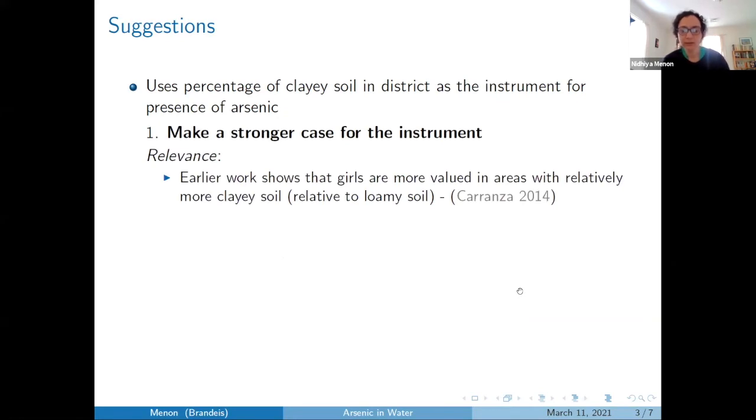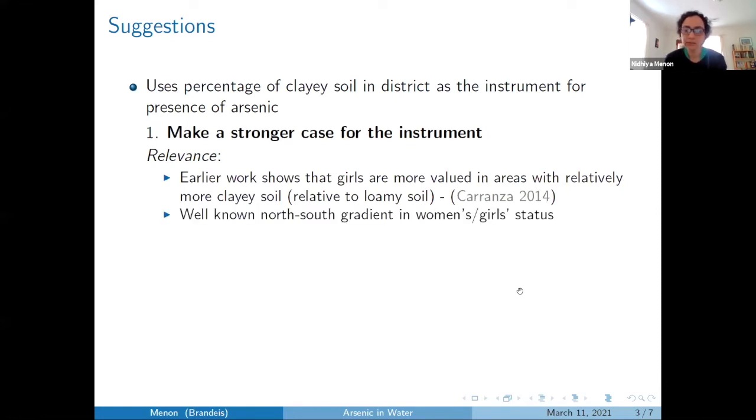So let's look at the first thing that we know instruments need to satisfy, which is relevance. So there is a literature going back to Eliana Carranza's work from 2014, and you cite this in your paper as well, talking about the fact that girls are more valued in areas with more clayey soil, right, relative to loamy soil. And that's something that you need to tackle head on, I would say, in this paper, because it's contrary to what it is that you're showing.